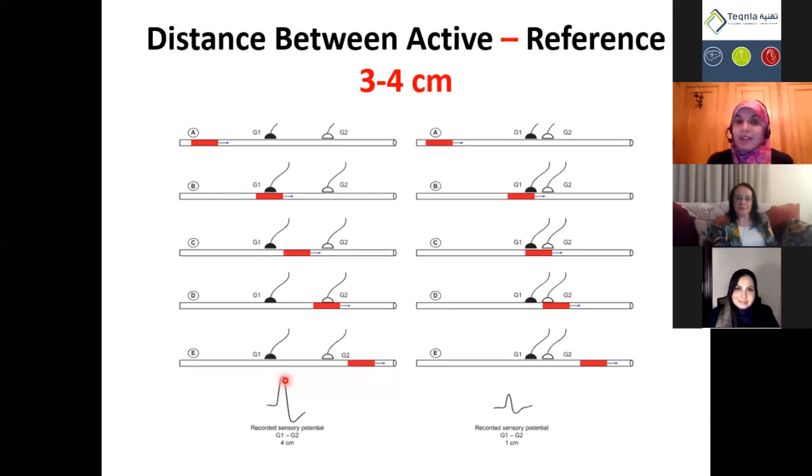He recommended several tips that I will tell you during this lecture later, but for routine, the distance between the active and the reference should be kept at 3 to 4 centimeters. Why? If the distance is very narrow, the depolarization occurs under both at the same time, so there will not be enough difference to amplify. So 3 to 4 centimeters is the acceptable distance, so they do not overlap with each other.